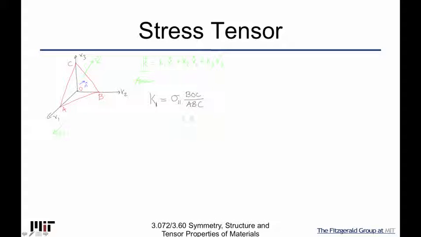But what we're really looking at is, remember, K1 is coming out along the X1 direction. It's being applied on the surface ABC. So the only force that you see here is that I need to take the ABC BOC ratio, which is modifying the fact that the two surfaces are different. So you can think about it as the projection of the ABC onto the BOC.